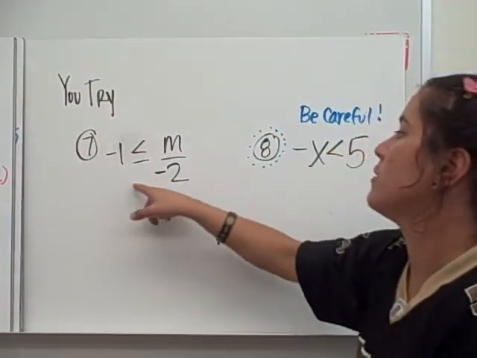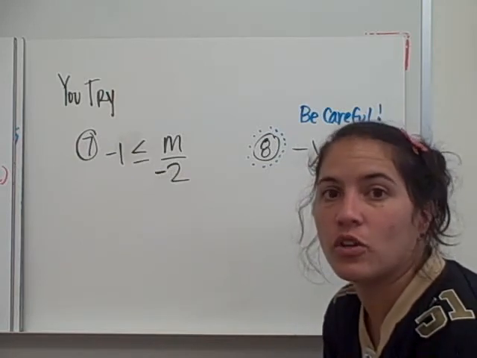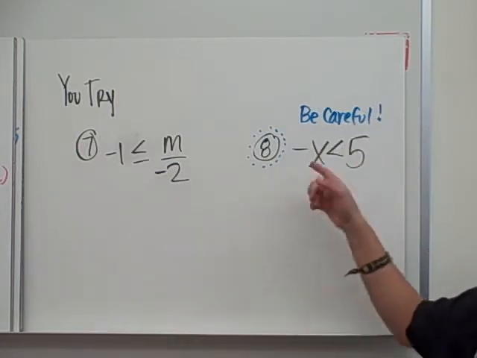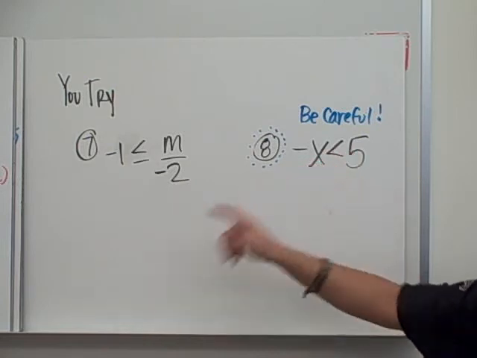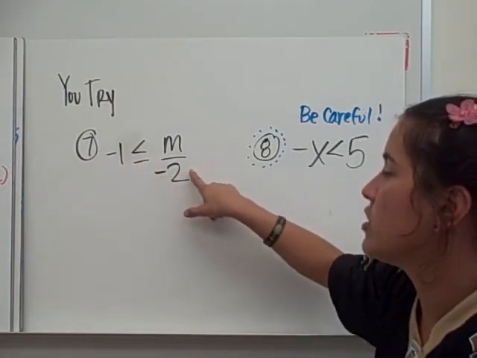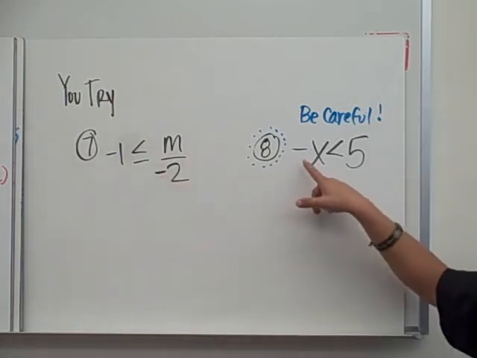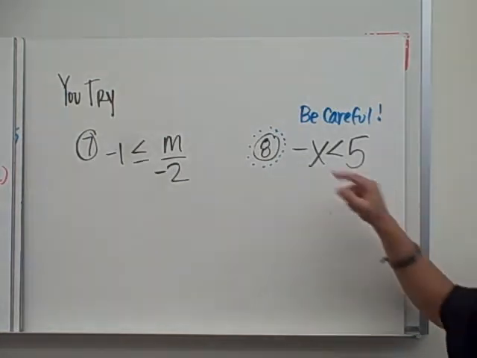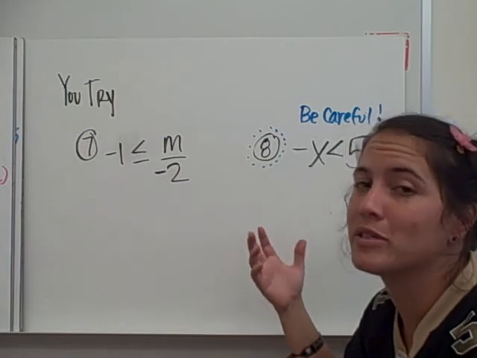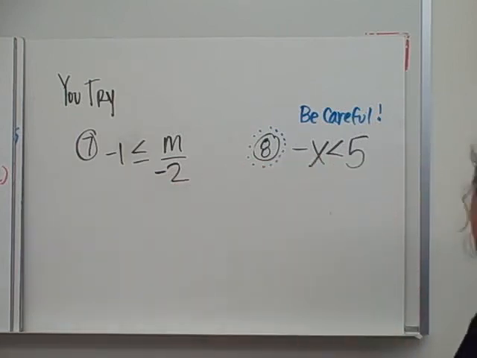So the last two you try, number 7 and 8, I want you to try on your own, except this time I'm not going to give you the answer in a video. You are going to have to work them out, and then in class tomorrow we will go over these. But I want you to be very careful about number 8. Number 7 says -1 is less than or equal to m over -2. Number 8 is -x is less than 5. And I'm going to tell you now, it's not done. You have to do something. So maybe you will remember what we talked about, what number goes in front of that x. But you try these, and then we'll go over them tomorrow in class.